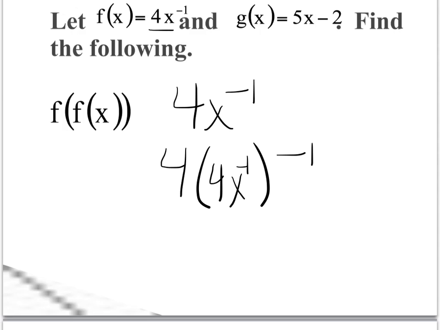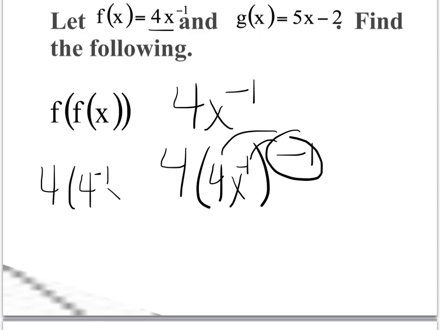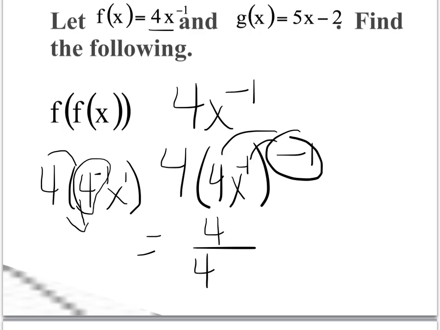So when I simplify it now, this is a power to a power, so I can distribute the -1. So I get 4, and then 4 to the -1, and then x to the +1. And I cannot multiply these together, remember, because they don't have the same exponent. So I have a negative on the 4, so that moves down to the bottom. So I get 4 over 4x. And now I can cancel the 4's because one is on the top and one is on the bottom, and I end up with 1 over x.